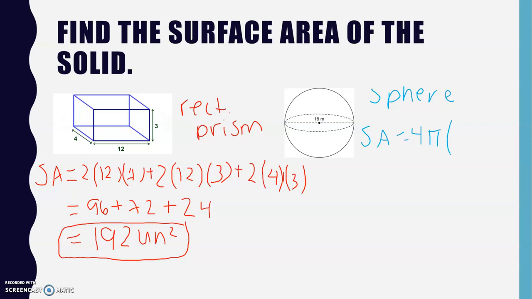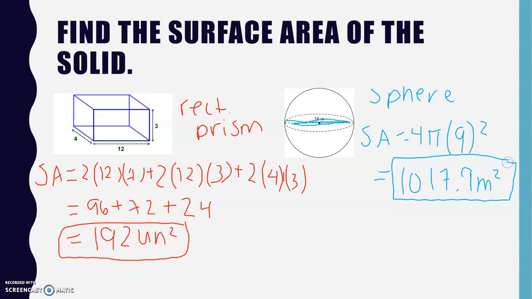So it's 4 times pi times the radius. Now this whole thing, 18, is the entire diameter. So we need half of 18 to get the radius, which would be 9. And that is squared, so 4 pi r squared. And then when we simplify that into the calculator, we are going to get 1017.9 meters squared. So those are the first two. We're going to do more examples as we go through.